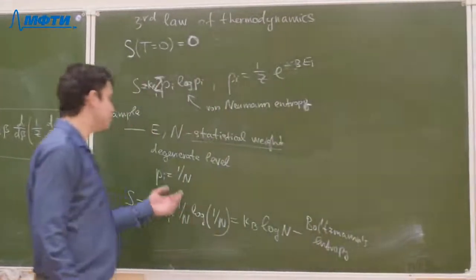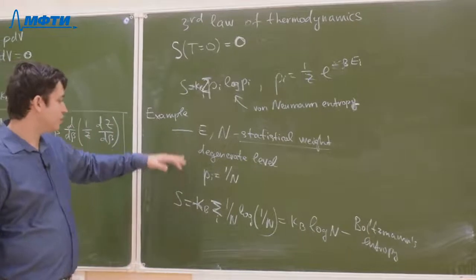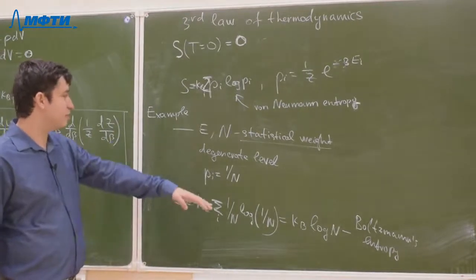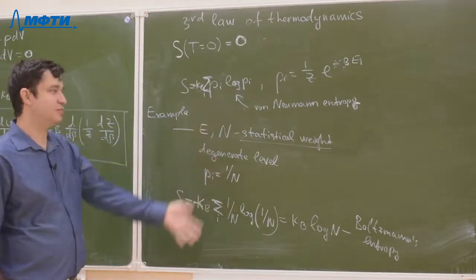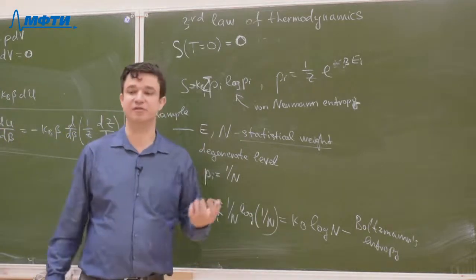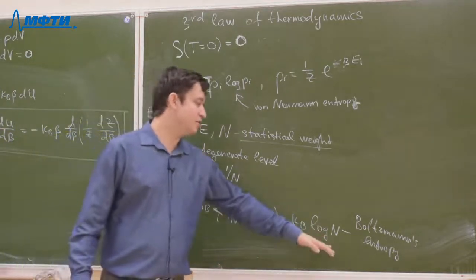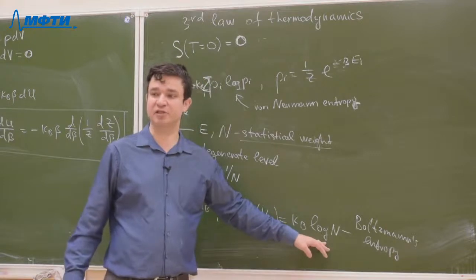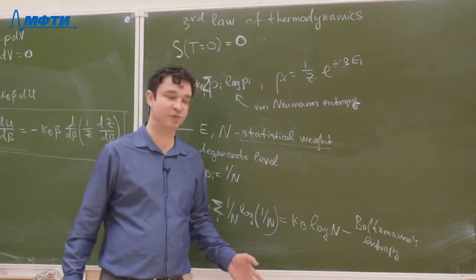As you see, for this system, Boltzmann entropy is the same as von Neumann entropy. So that means that we are dealing with the same quantity. It's just different expressions for this quantity named after different people.